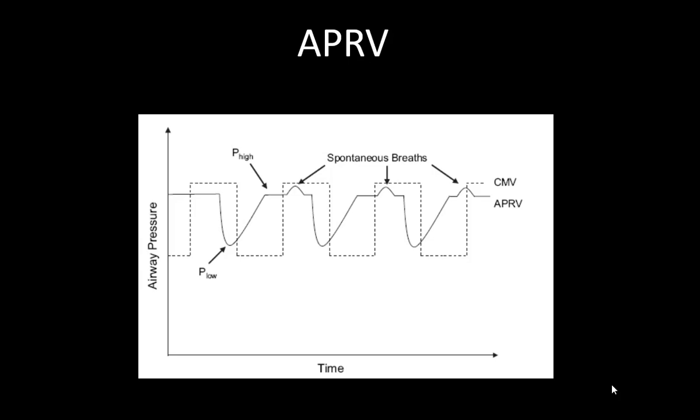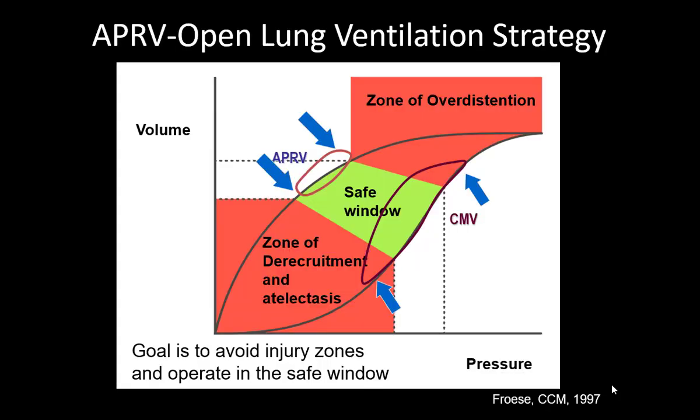As you can see, the T low is very small here. So yesterday we discussed the open lung concept, and as you can see, this is a zone of de-recruitment, and this is a zone of over distension, so we have to ventilate here in the safe window, and that's how APRV works.